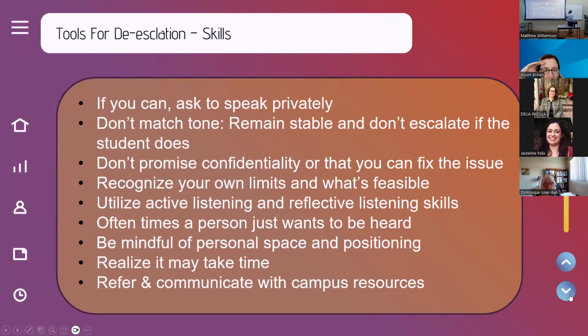Recognize your own limits and what's feasible. I think I said this before. None of us are clinicians in the room. Right? We're not hired as clinicians in our role here. So just be sure you're recognizing what is feasible for you in your role.